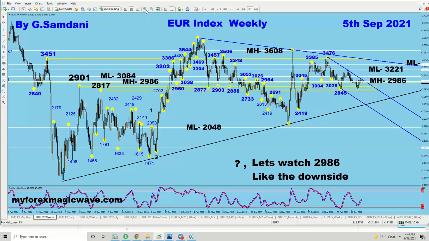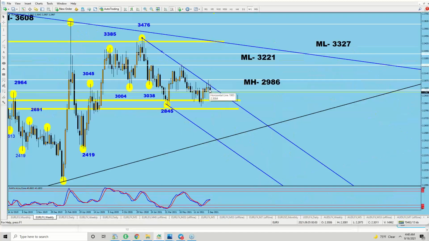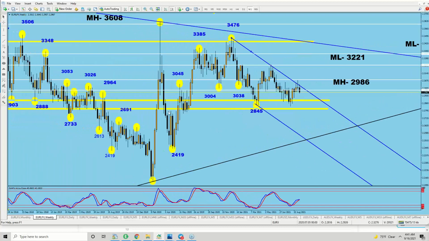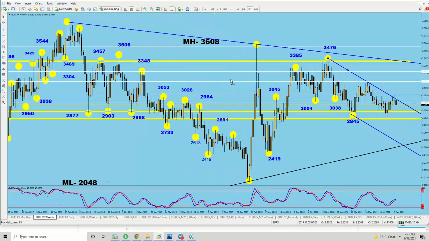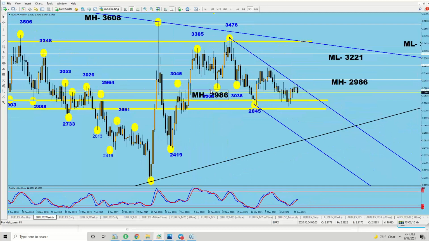Let me just make it a little bigger. All right, so the last week was a doji after hitting the TL, and this week so far, this is a black candle. We are going down. The euro is going down. Euro is getting weaker, and this white line here, this is a very important number. It's a monthly high, and it is 29.86.